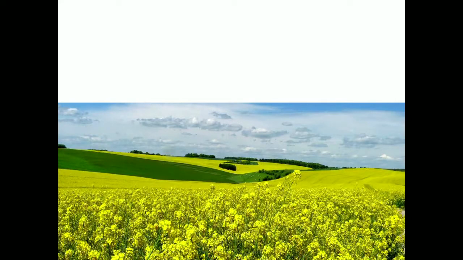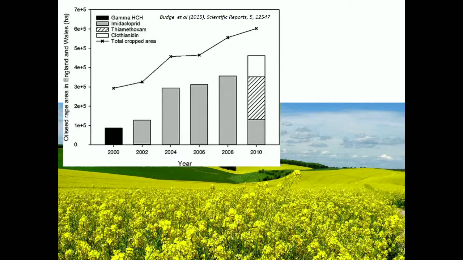Well, let's start by looking at this field. This is what most large parts of southern England look like nowadays. This is an oilseed rape field, of course. Oilseed rape has become one of the most widespread crops used in England, and particularly in southern England. And the line on this graph here shows the total area covered by oilseed rape and how it's increased over the decade 2000 to 2010. So there's a massive increase in the use of this crop.